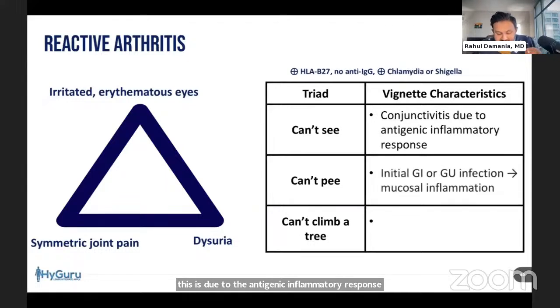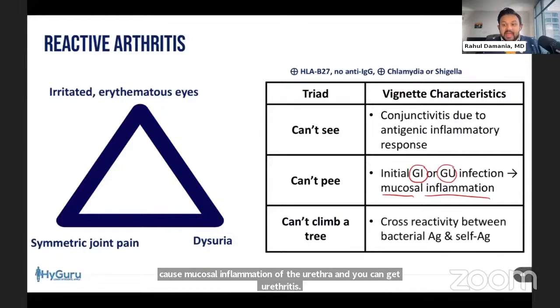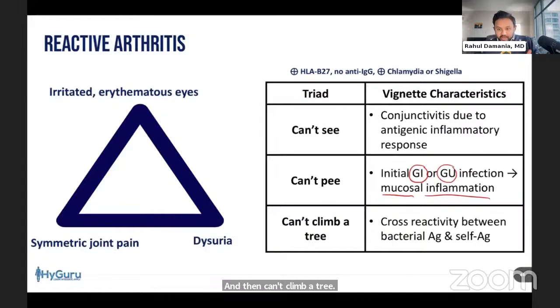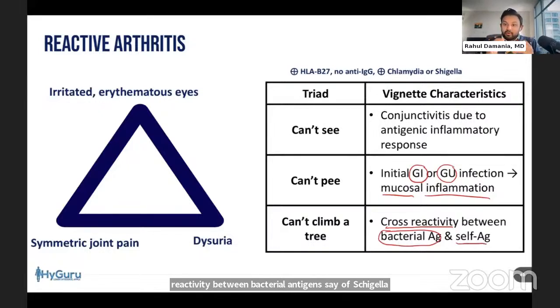Another thing for us to note is that the patients can have urethritis. Now, this urethritis is going to be due to the fact that if you have a genitourinary trigger like chlamydia or a GI trigger like Shigella, that can cause mucosal inflammation of the urethra, and you can get urethritis. And then can't climb a tree actually has to do with molecular mimicry, where you're going to have cross-reactivity between bacterial antigens, say, of Shigella, as well as self-antigens. And recall that molecular mimicry is also going to be one of the driving mechanisms in rheumatic fever. So reactive arthritis, can't see, can't pee, can't climb a tree.